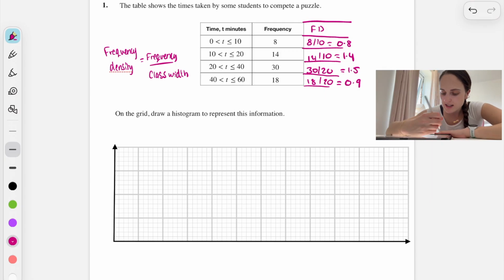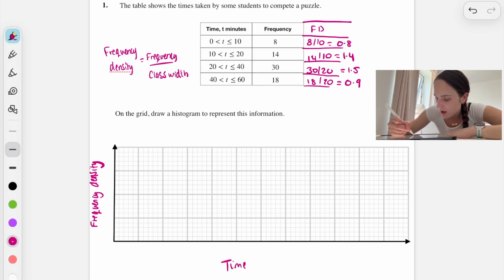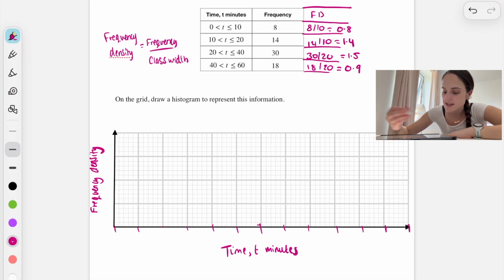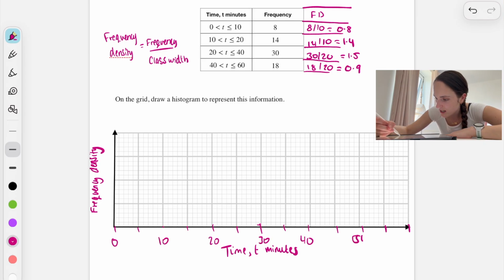So the frequency density goes on the y-axis, so I'm going to put frequency density here, and the time goes along the x-axis. So I'm going to put time t minutes here. So now I'm going to plot the times. I can see I've got 12 boxes here. So 1, 2, 3, 4, 5, 6, 7, 8, 9, 10, 11, 12. So that tells me I can go up in 1s. So I can have 0, 10, 20, 30, 40, 50 and 60.